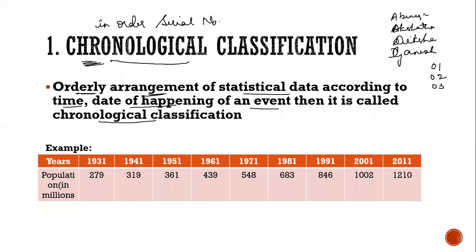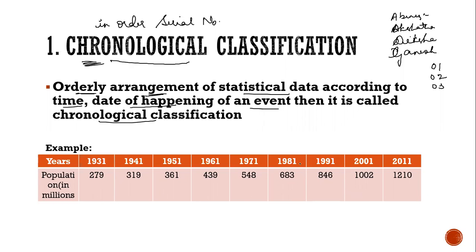Okay, now she wants the data. Now she will choose chronological classification for the study. Why? Because she wants many years of data. So she takes all the data from previous years and arranges it in order. For example, in 1931 she has got 279.